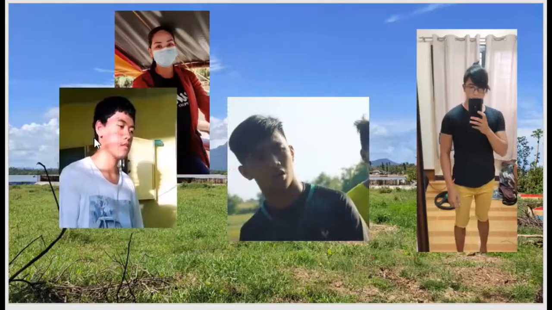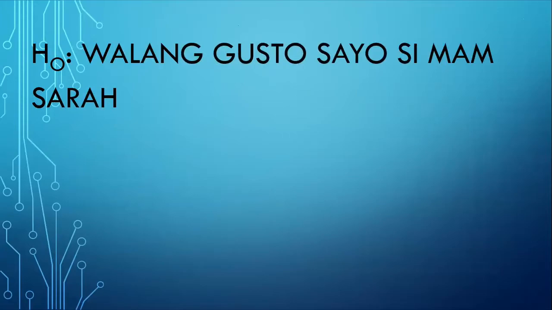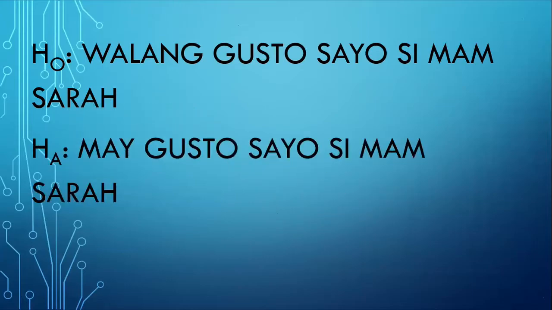So let us make it into a hypothesis testing. Let us represent the null hypothesis as H sub O, which is walang gusto sa iyo si Ma'am Sarah. And the alternative hypothesis as H sub A, may gusto sa iyo si Ma'am Sarah. Ang H sub O denotes a null hypothesis. It is a claim that means absence, such as absence of difference or absence of relationship or equality to a same value.